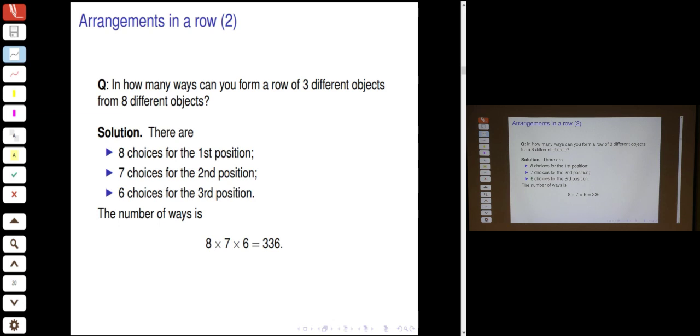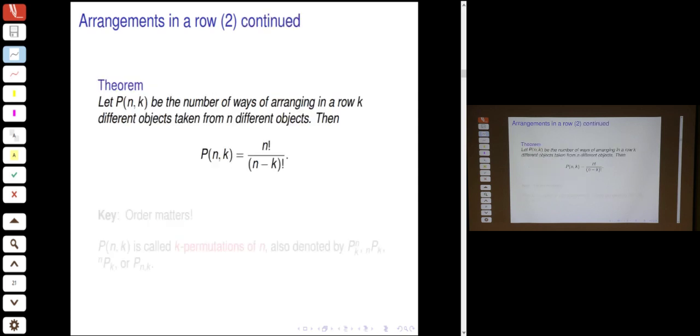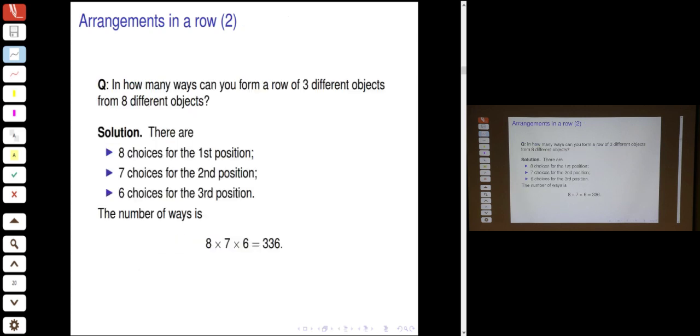Let's just read it very quickly. In how many ways can you form a row of 3 distinct objects from 8 different objects? I have 3 positions to fill. The first one, I have 8 choices because I have 8 different objects. After I fix the first one, I have 7 choices, right? I have 1 less, and then I have 6 choices, so together it is this number.